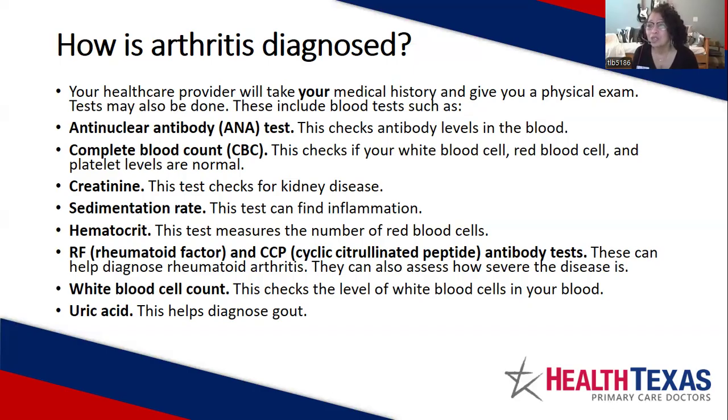White blood cells: this checks the level of white blood cells in the body, and our white blood cells are our fighter cells. They help to identify and destroy infection. Uric acid helps us to diagnose gout. The amount of uric acid in the joints can be an indication of the development of gout disease.